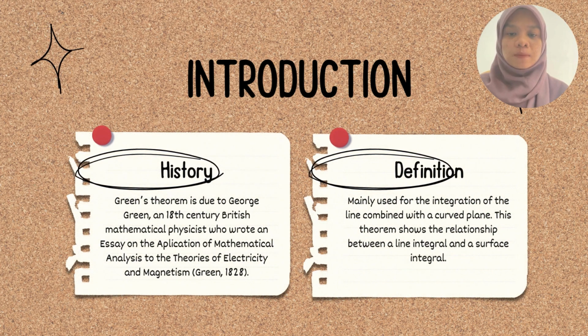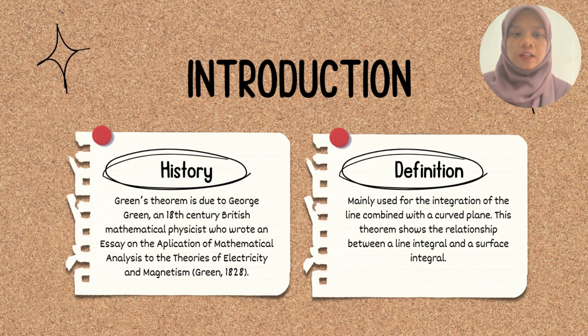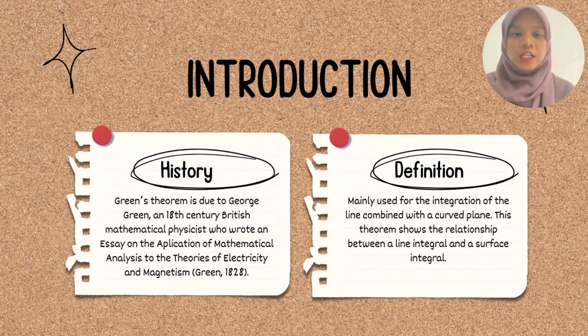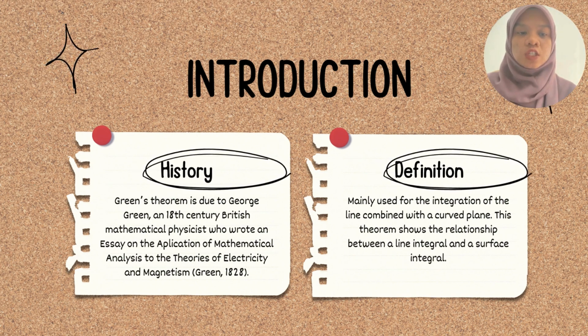So, I'm going to explain about the introduction. The first one is about the history. Green's theorem is due to George Green, an 18th century British mathematical physicist who wrote an essay on the application of mathematical analysis to the theories of electricity and magnetism.